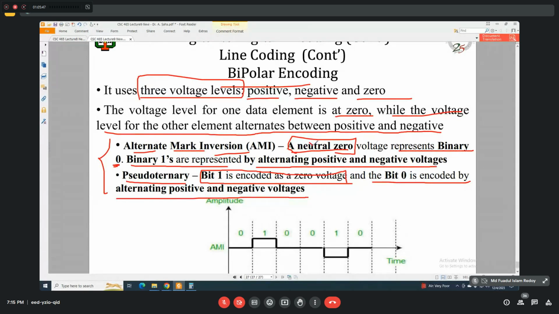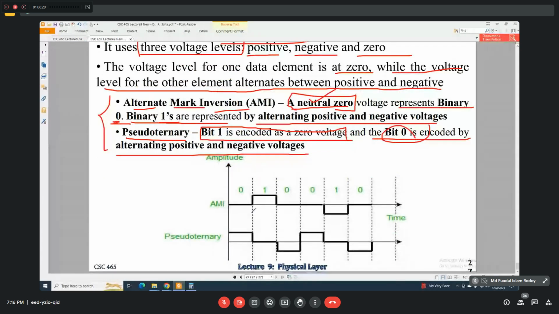In case of AMI, if I'm finding 0, it is considered a neutral 0. And in the pseudo ternary, if I'm finding the bit 1, then it is encoded as 0 voltage. That is the difference between these two, and the opposite bit alternating positive and negative voltage is the same. So if it is 1 in case of AMI, then it's alternating positive and negative voltage, and in pseudo ternary, if it is 0, then it's encoded as alternating positive and negative voltage. Let's see these two approaches, which will be clear from this graph.